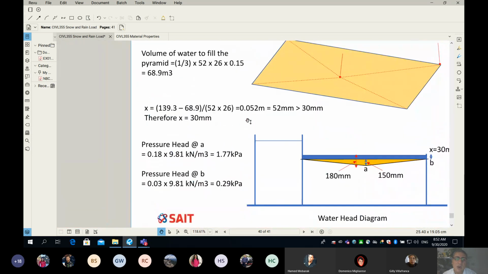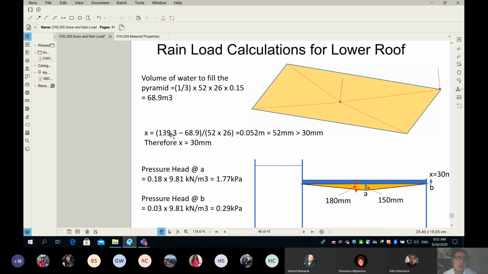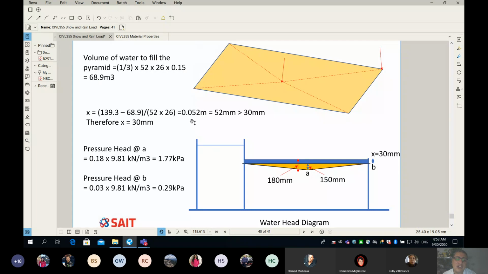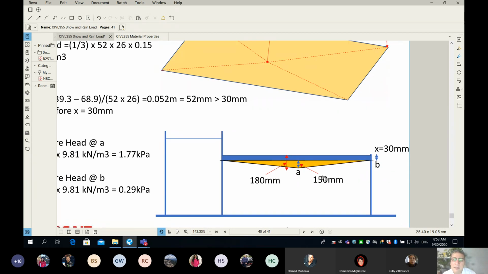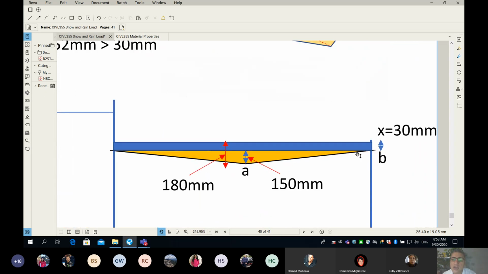So what you have to do is, number one, you have to see how much water is left between the 1 day rainfall and what fills the pyramid. If you get the difference, the difference is a volume, and then you divide that volume by the area of the base, which is 52 times 26. You get 0.052 meters, which is 52 millimeter. This means if this building is in Calgary and my drain is clogged and it rains on the worst day in 50 years, the water will rise to a level of 52 millimeter above the high point.